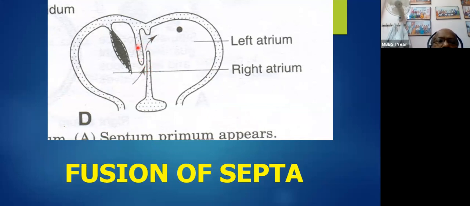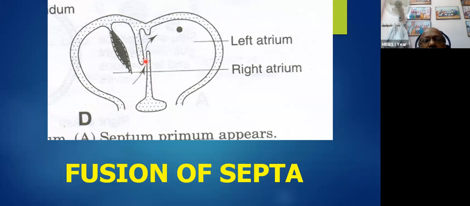So it is overlapping. Now the blood from right atrium will go to left atrium through this opening. This opening is called foramen ovale. What you are seeing in the adult heart is fossa ovalis. Here what you see is called your foramen ovale. Foramen ovale.